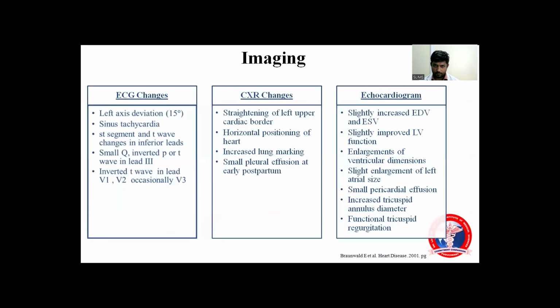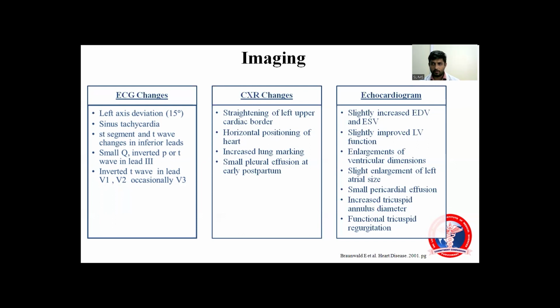So what are the changes we see in imaging? In ECG changes, there is left axis deviation and sinus tachycardia. There can be ST and T wave changes in inferior leads, and small Q and inverted P or T wave in lead 3. In chest X-ray, there is straightening of the left cardiac border, a horizontal positioning of the heart, increased lung markings, and small pleural effusion early postpartum.